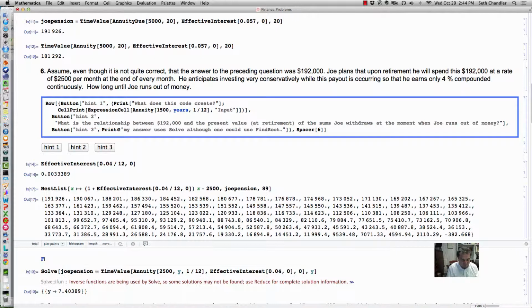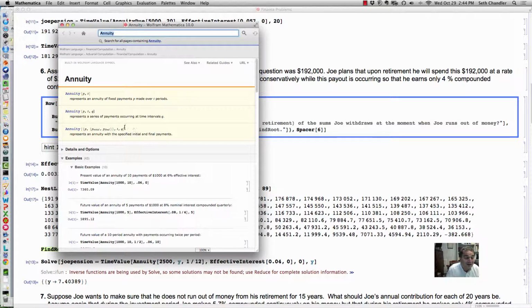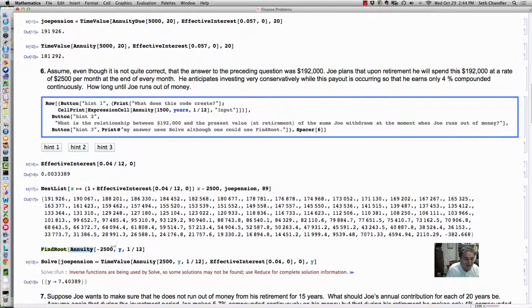Let's see your code. All right, let's do a find root. Now what you want to do is an annuity where you're going to have money paid out, so minus 2,500, comma... Honestly, I've never used this specify-an-initial-payment thing, but I know it's in there. It's in with the P initial, P final, and then the rest. All right, so let's wrap this up. That's the regular amount. And so you've got Joe's pension as the initial amount.